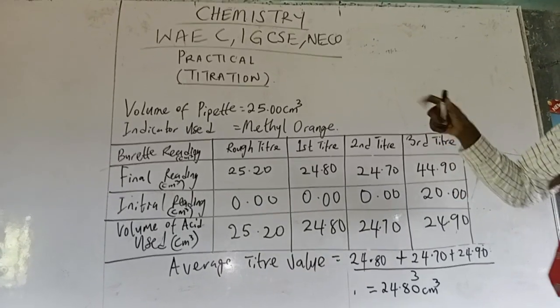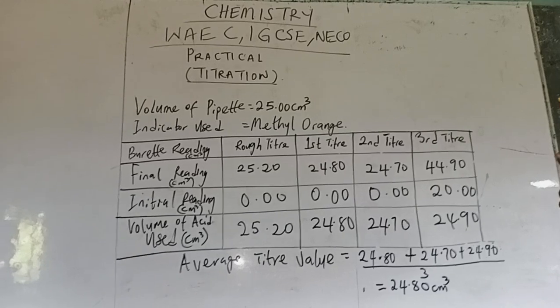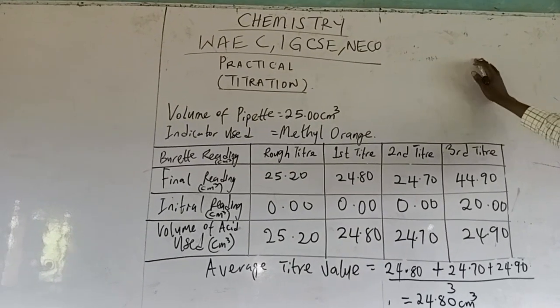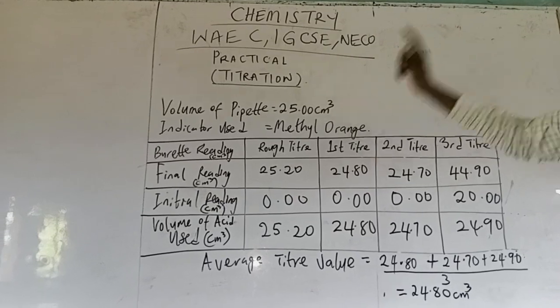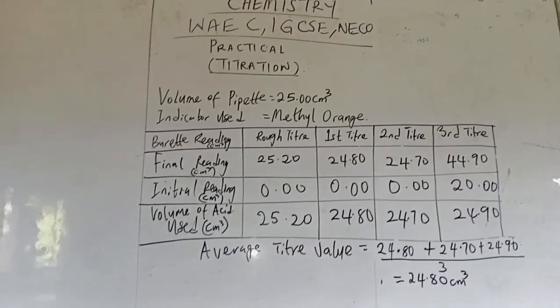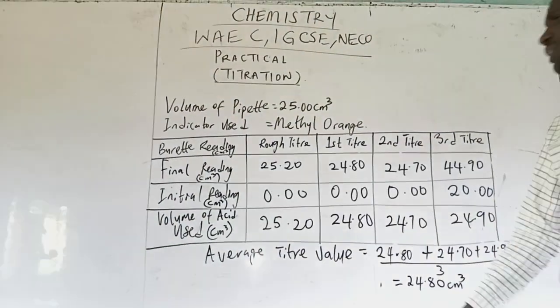Yes. Alright, chemistry, we are looking at practical. Usually the practical for WAEC, NECO, and every other related exam. Alright, now the volume of pipette is 25.00 cm³. The indicator used is methyl orange.